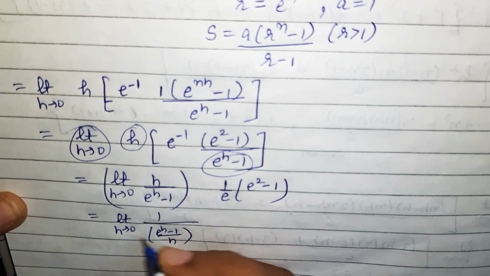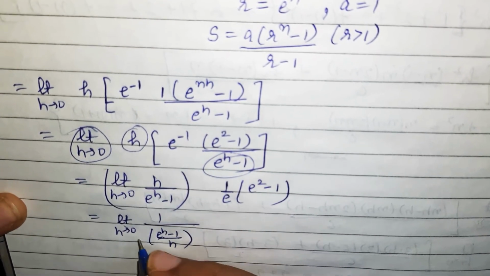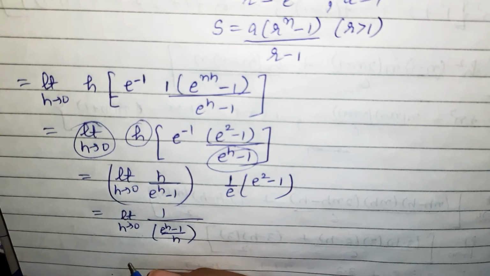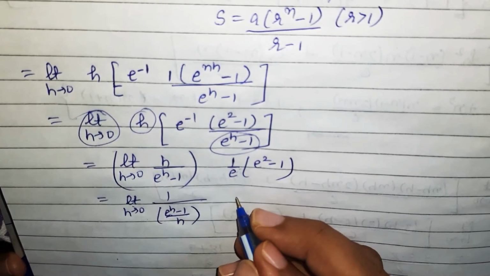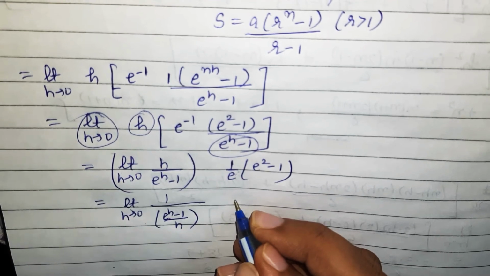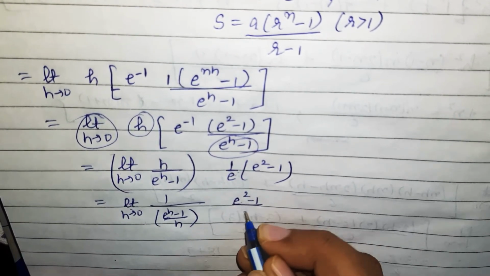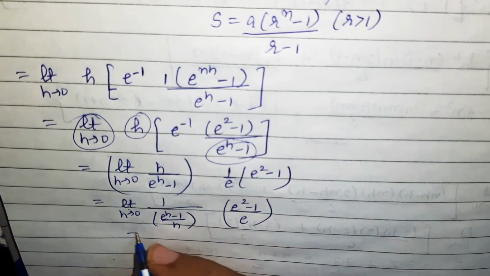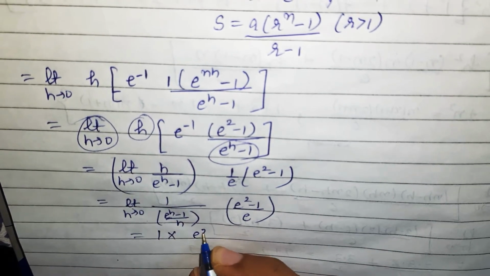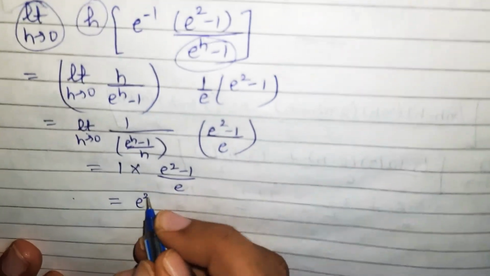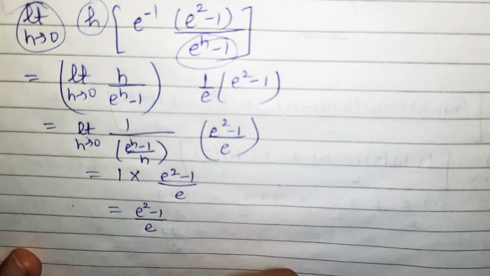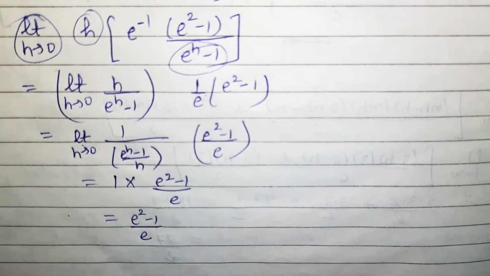Now this is the formula: limit h tends to 0 of this term will give you 1, and this is e^2 by e. So this will become 1 into (e^2 minus 1) upon e. So your final answer is (e^2 minus 1) upon e.